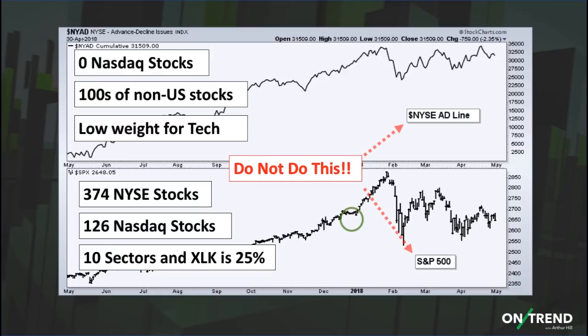But I think the main point is, if you're going to look at the NYSE AD line, compare it to the New York Composite. Don't compare it to the S&P 500. If you're using the S&P 500, use the breadth indicators I'm going to show you next, because we use breadth to see how the underlying stocks are performing in that index. And so we need to compare it to the right index.